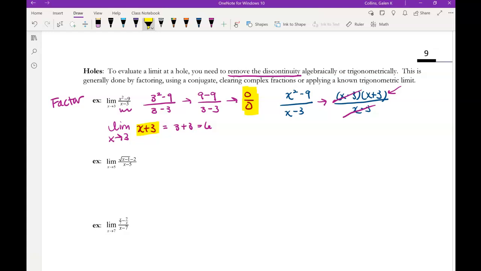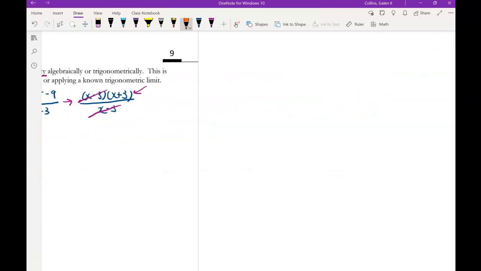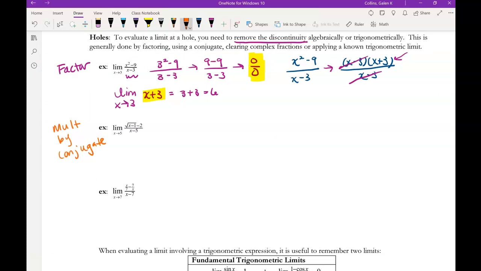Our next example is where we can use a conjugate. So we're going to multiply by the conjugate. And if you forget what a conjugate is in math, I'm just going to go out to the side. If I have the expression a plus b, the conjugate is a minus b. So it's essentially where we just change the sign from addition to subtraction or vice versa between two terms.